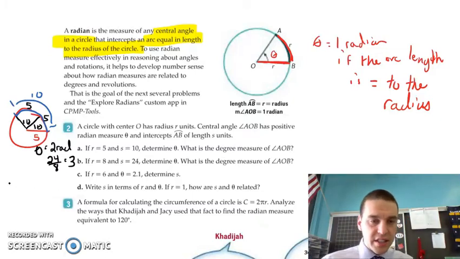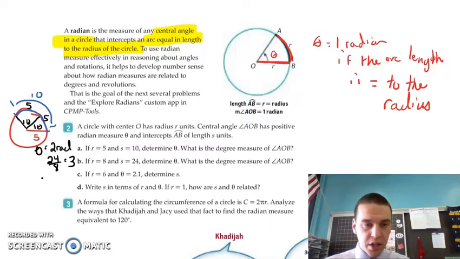Or in this case, if our radius is 6 and our theta is 2.1, ooh, something different here. So let's draw this out. If our radius is 6 and our theta equals 2.1, well, there's 1 radian there. That would give you 6. There's another radian here. That would give you 6. And 2.1, so we would need another tenth of a radian right there. Well, we've got to figure out what that is.